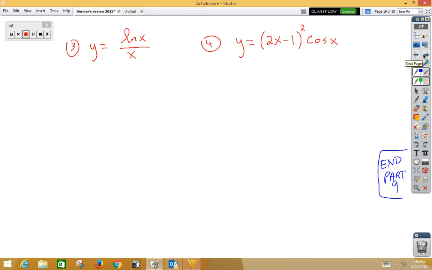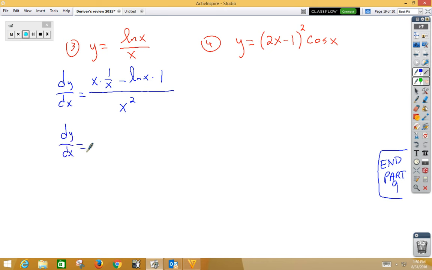In problem number 3, we could do this as a quotient rule problem if we want, or we could bring it up and do product rule. I think I'll do quotient rule this time. dy/dx is equal to square the bottom. We have bottom times the derivative of the top minus the top times the derivative of the bottom. So dy/dx is equal to, these two x's are going to cross out, giving us 1 minus natural log x on the top, x squared on the bottom.